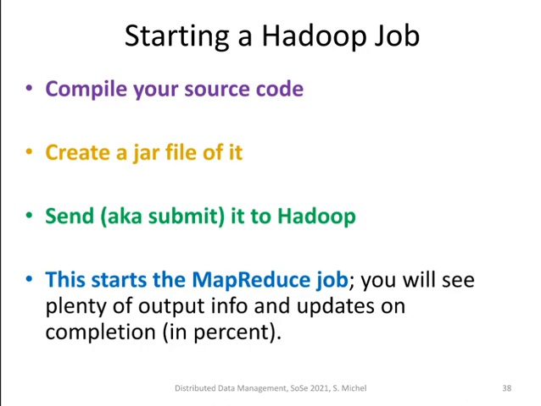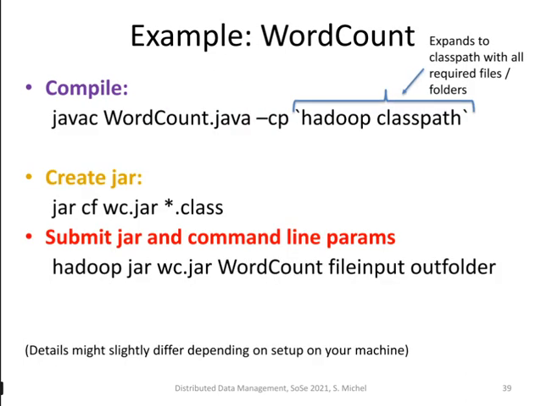So again, putting it short, how do you start a Hadoop job? You compile your code, you create a jar file, you send this jar file to the Hadoop cluster. And by doing this, you are already starting the MapReduce job. If you are doing this in the terminal in Linux or Windows, you will see plenty of output and updates on the percentage or degree of completion. And in the end, when everything was done successfully, you will find the results of the computation in HDFS.